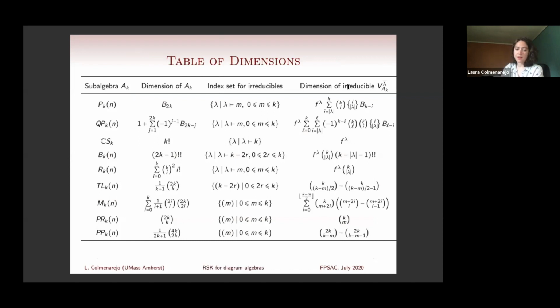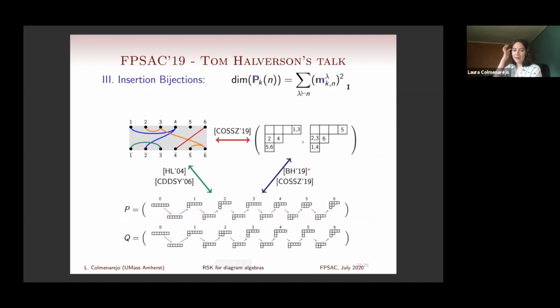And I just wanted to add that this was mentioned last year in Tom Halverson's talk, and this is one idea from one slide that he had, in which this represents the diagram algebra, the partition algebras. This is our RSK algorithm with English notation, and this is also related to the oscillating or vacillating tableaux described by Benkart and Halverson. But I want to point out that these are the ones.